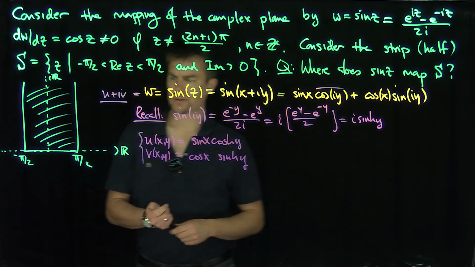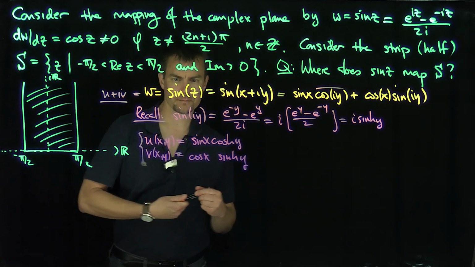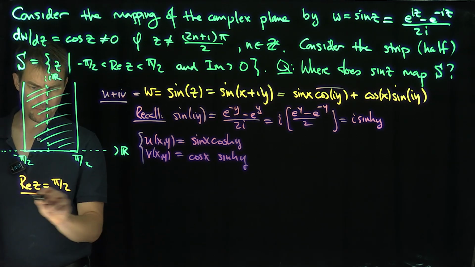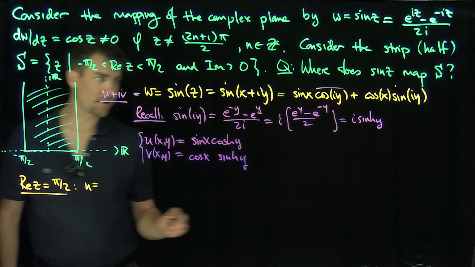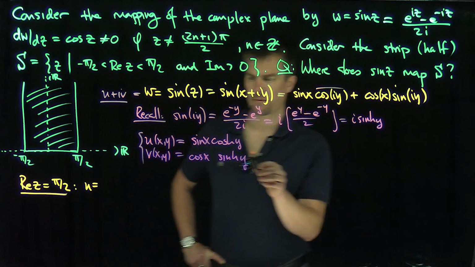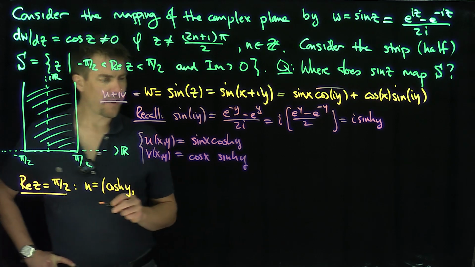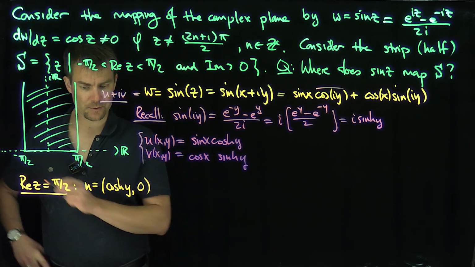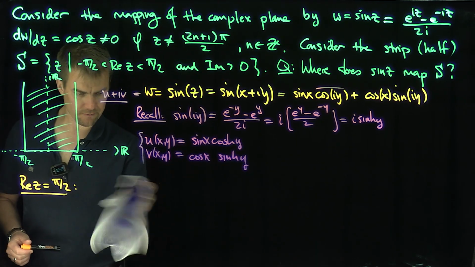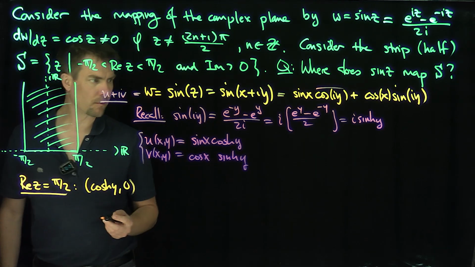So what happens if the real part of z is equal to pi over 2? Then your u is going to be, the sine of pi over 2 is 1, so you're going to have cosh y, and v is cosine of pi over 2 times sinh y, which is 0. Sorry, I misspoke. u is just cosh y, and v is 0. This gets mapped to the curve (cosh y, 0).